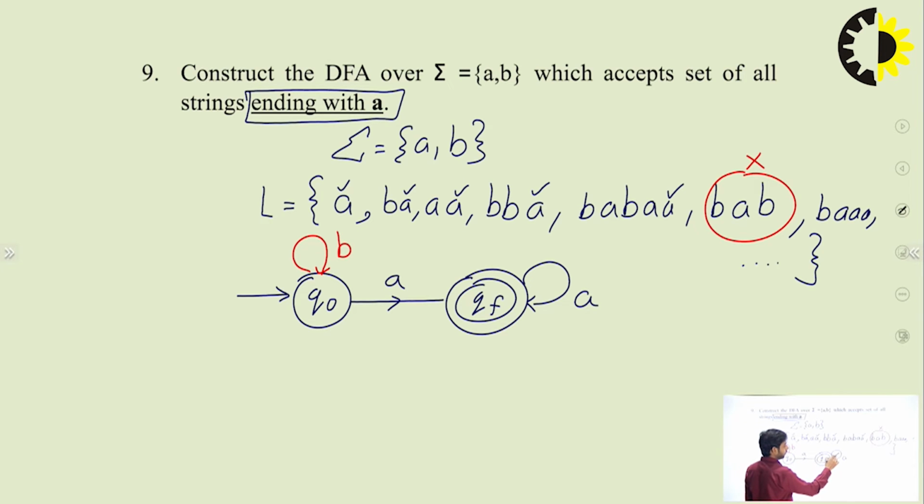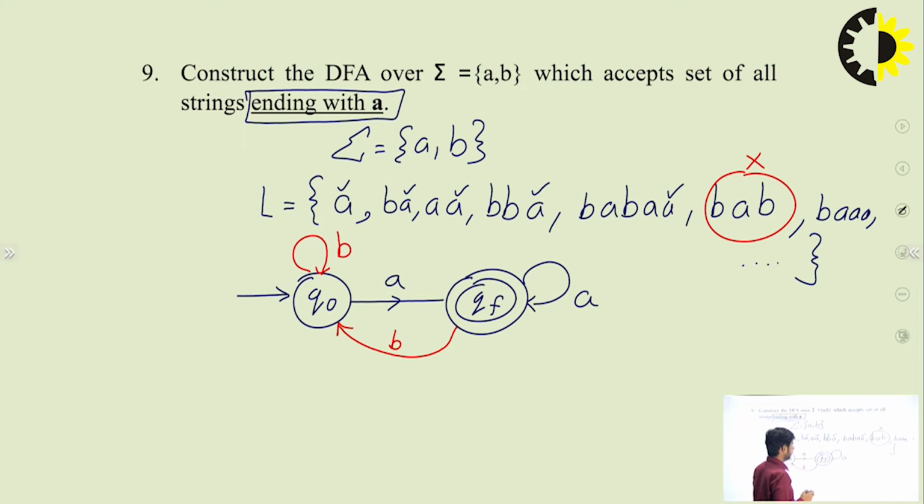Now any number of A is accepted. Now if B comes, then move backward on this B. Now it will accept all the strings ending with A.